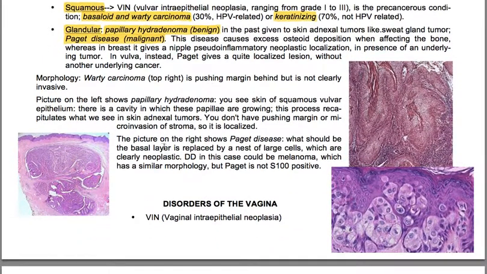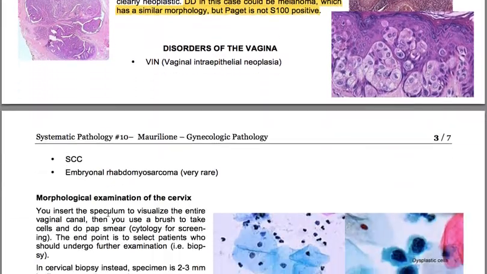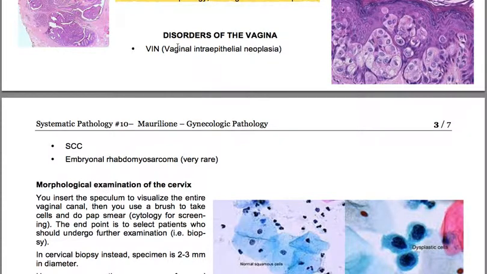So a basal layer is replaced by a nest of large cells, which are clearly neoplastic. Differential diagnosis could be melanoma, which has a similar morphology, but Paget is not S100 positive. Disorders of the vagina are vaginal intraepithelial neoplasia, squamous cell carcinoma, and the embryonal rhabdomyosarcoma, which is very rare.